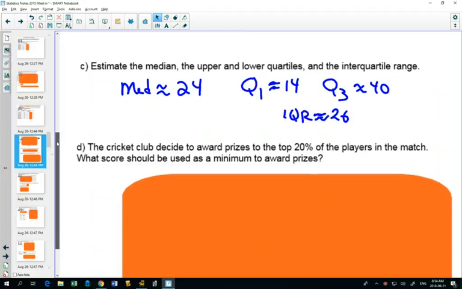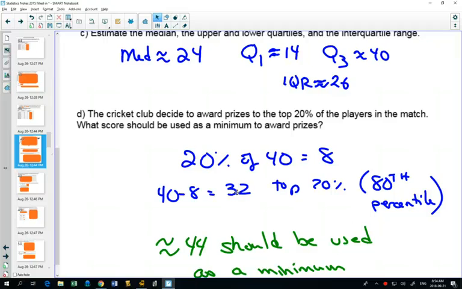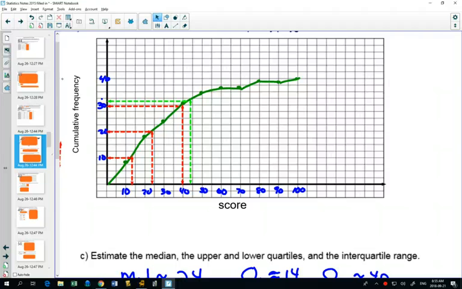And so if the Cricket Club wanted to award prizes to the top 20%, the top 20% would be the 80th percentile, because 20% of 40 is 8. If we go to our curve now and say, where is the 32nd person? And that's where that green line is drawn across. Mine came out to approximately a score of 44.